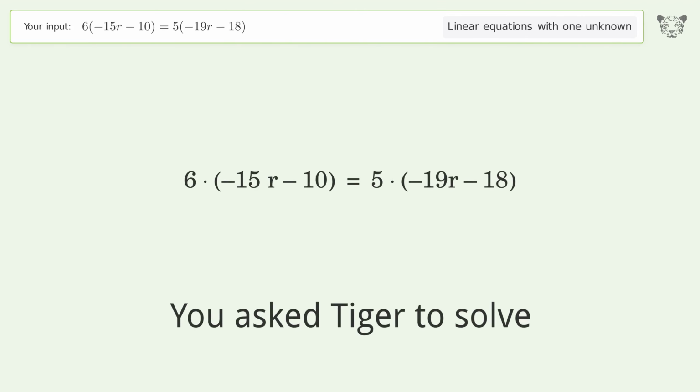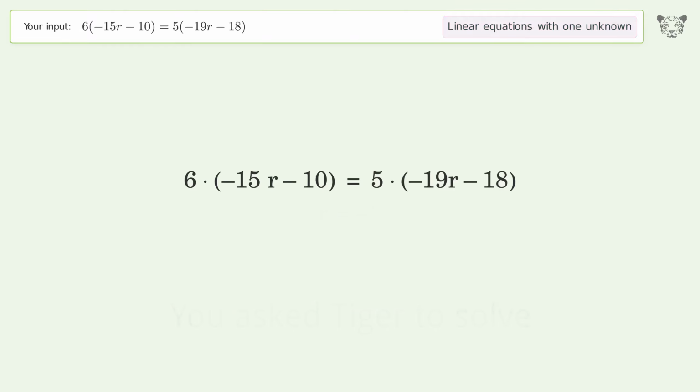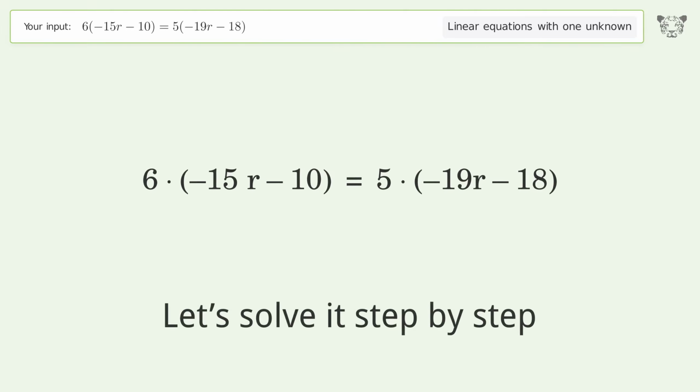You asked Tiger to solve this. It deals with linear equations with one unknown. The final result is r equals -6. Let's solve it step by step.